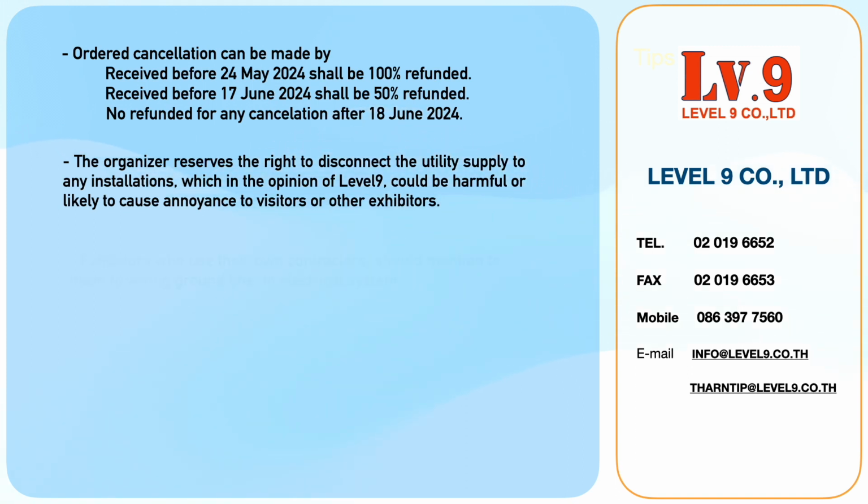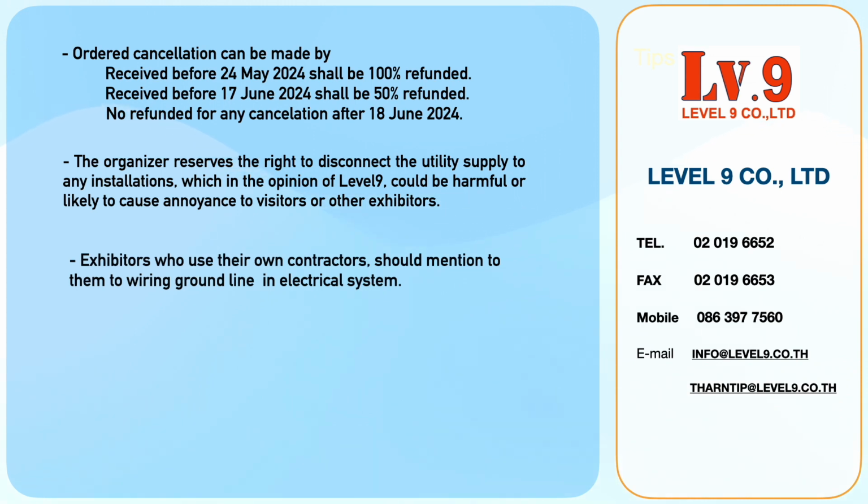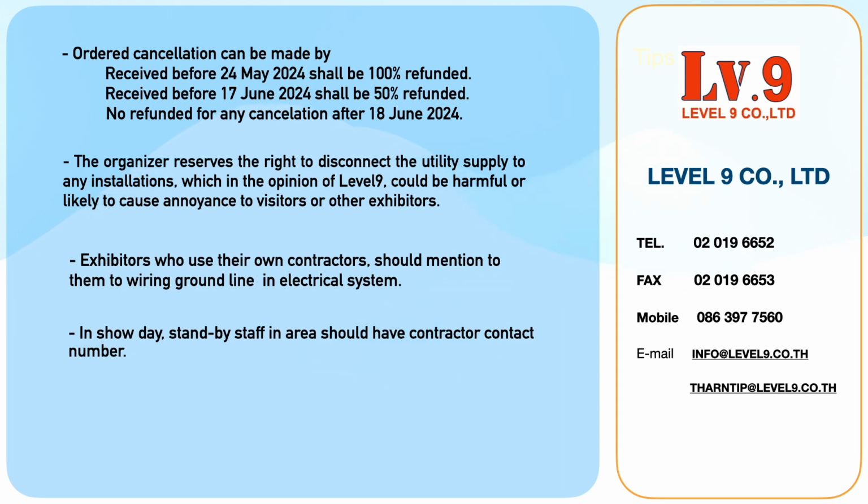For exhibitors who have their own contractor, you must remind your contractor to properly install the grounding wire into the electrical system. For works that have been contracted out, normally the contractor will not be present on site on the day of the exhibition. Therefore, on the day of the exhibition, there should be contact information, for example a phone number of the contractor, provided to the staff working on the site, so that they can be contacted in case there are any problems related to the construction work.